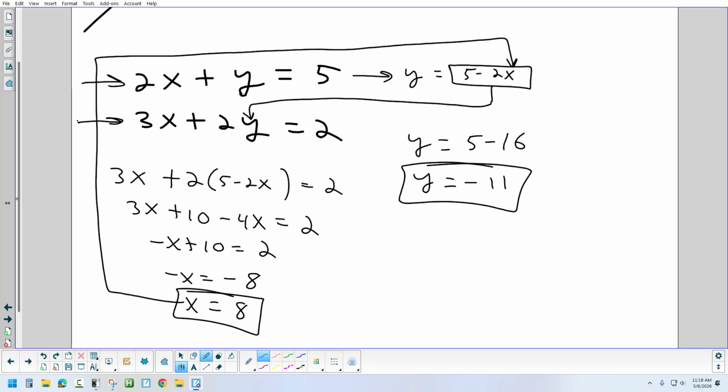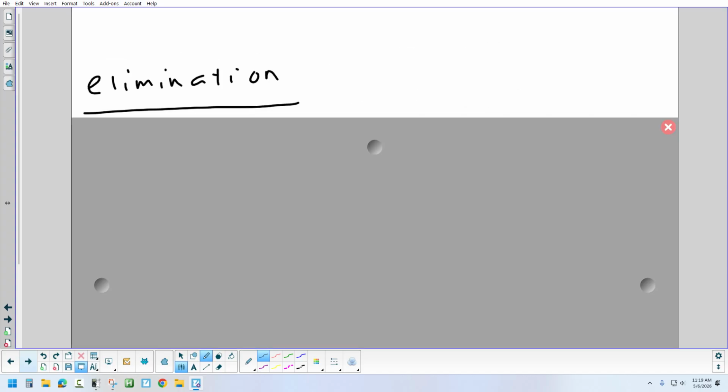Any questions on that? So we said these were lines. If I drew both of them on the calculator, what would be happening at the point 8, negative 11? Right, it's where the lines intersect. Not the focus for today, but I would know that.